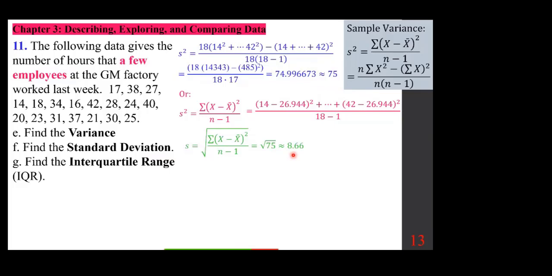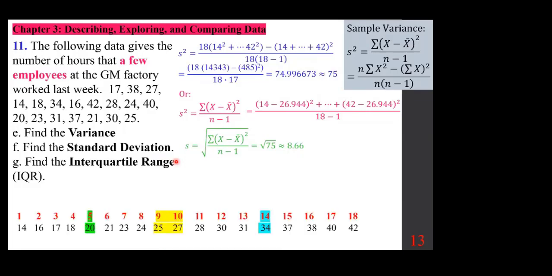The next part is asking for the interquartile range. So interquartile range, by definition, is Q sub 3 minus Q sub 1. Let's discuss that. Over here, we have the median, which is also Q sub 2. Then for finding Q sub 1, by the way, Q sub 1 separates the bottom 25% from the top 75%. Q sub 3 separates the bottom 75% from the top 25%.